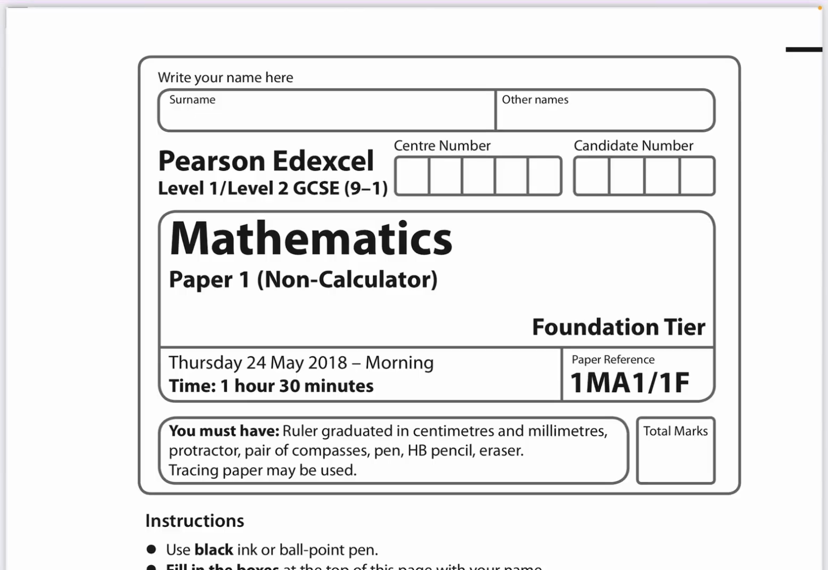In today's video, we're going to be going through the Edexcel GCSE Maths Foundation Paper 1 from June 2018 or May 2018. I'm going to be going through every single question and go through the method step by step. I'm going to point out the most common mistakes that I have seen from my students, and also feel free to pause the video and have a go at each of the questions before I go through them.